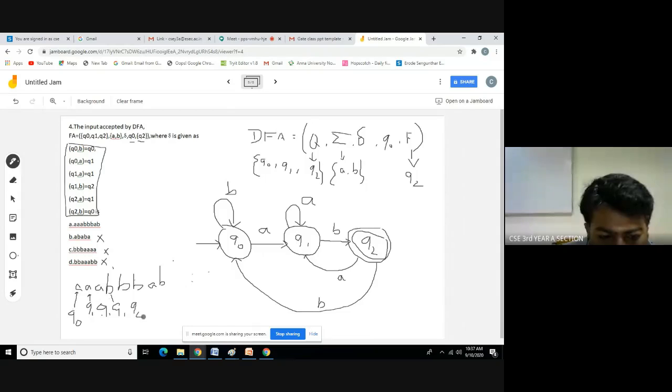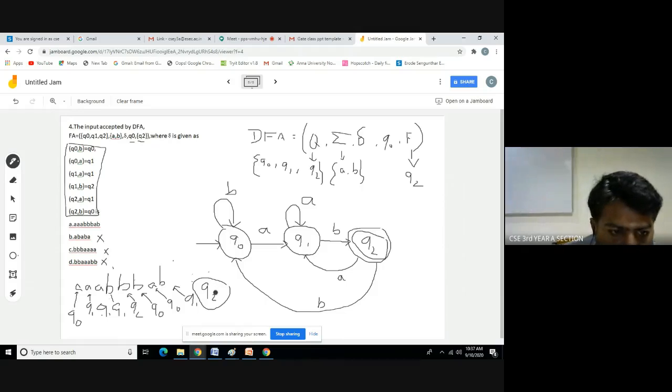From Q2, I read the input symbol B and it goes to Q0. From Q0, I read B and it goes to the same state, Q0. From Q0, I read the input symbol A and it reaches the Q1 state. From Q1, I read B and it goes to Q2. At that point I stop my string. So now I got Q2, and this is my accepting state. So AAABBBAB is the only input accepted by the given automata.